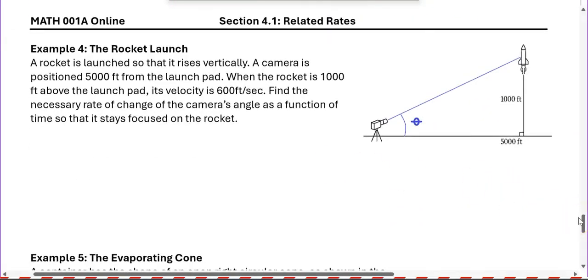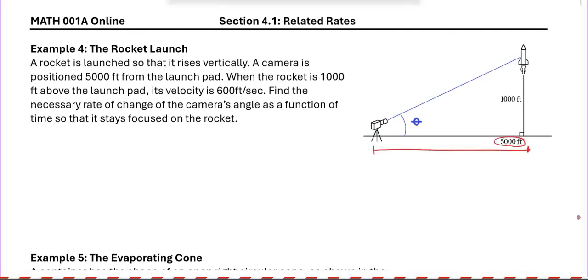A rocket is launched so that it rises vertically. A camera is positioned 5,000 feet from the launch pad. So the distance from here over to here is this 5,000 feet. When the rocket is 1,000 feet above the launch pad, that's my distance here, its velocity is 600 feet per second. What's velocity? The rocket, right here. This rocket is going at 600 feet per second.